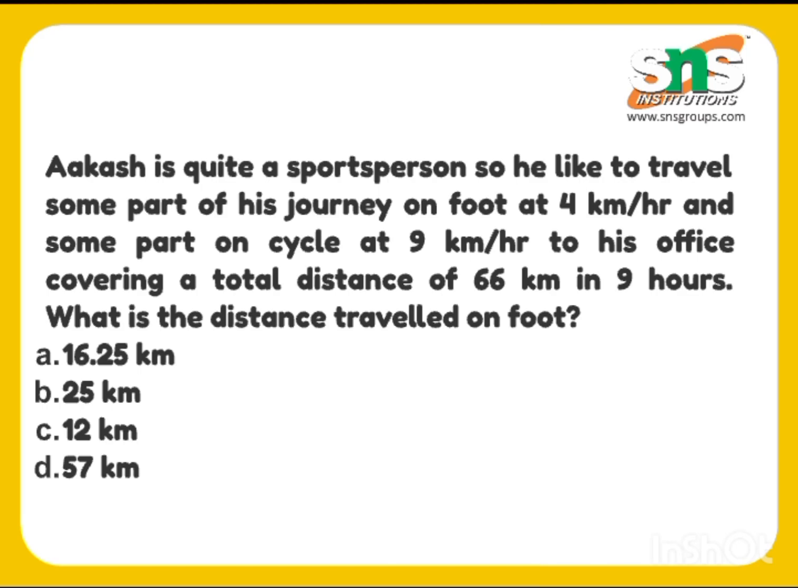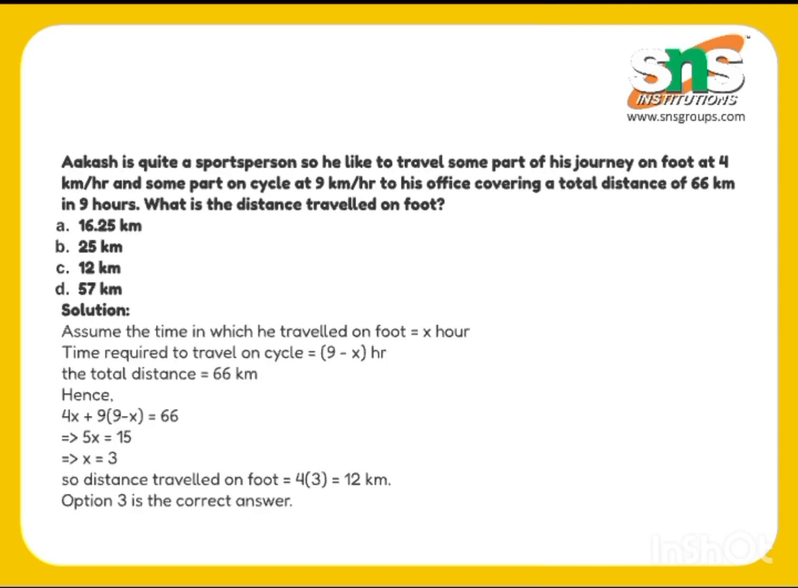Here also the calculation is going to be for distance. Okay, so now let's see the solution. We know that Akash is a sports person, so he likes to travel on foot. The speed when he travels on foot is 4 km per hour, and when he travels by cycle, his speed is 9 km per hour. So we know the speeds. Now the total distance we are supposed to know, that is 66 km.